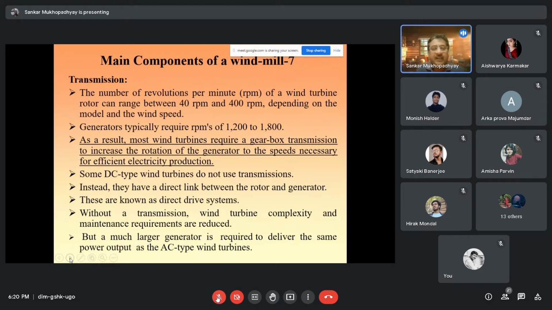Instead, they have a direct link between rotor and generator. These are known as direct drive systems. Without a transmission, wind turbine complexity and maintenance requirements are reduced, but a much larger generator is required to deliver the same power output as the AC wind turbines.